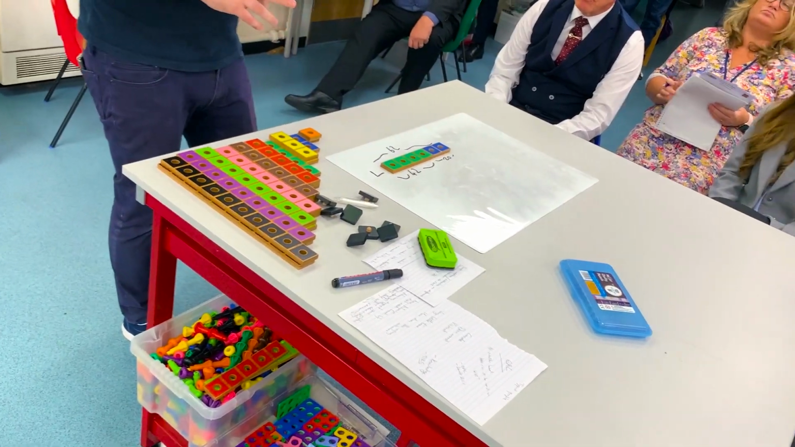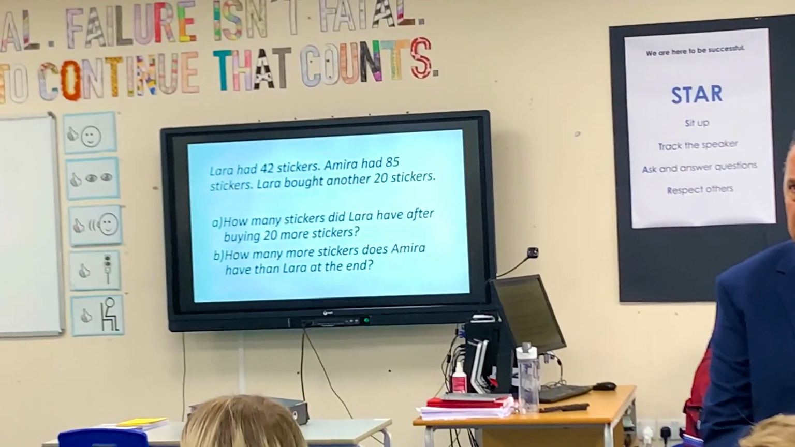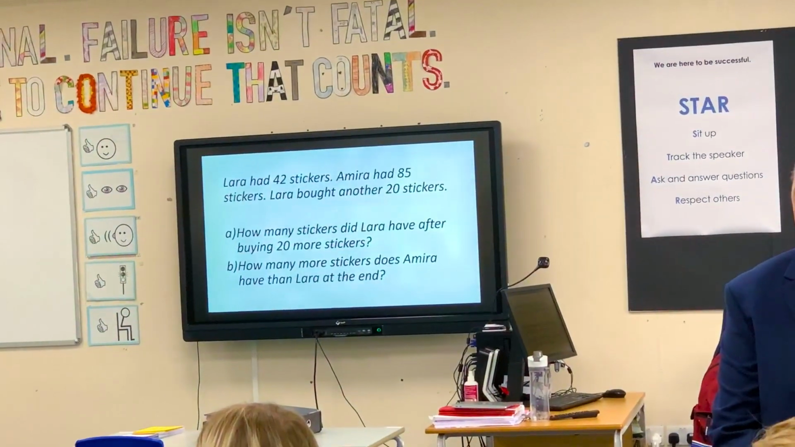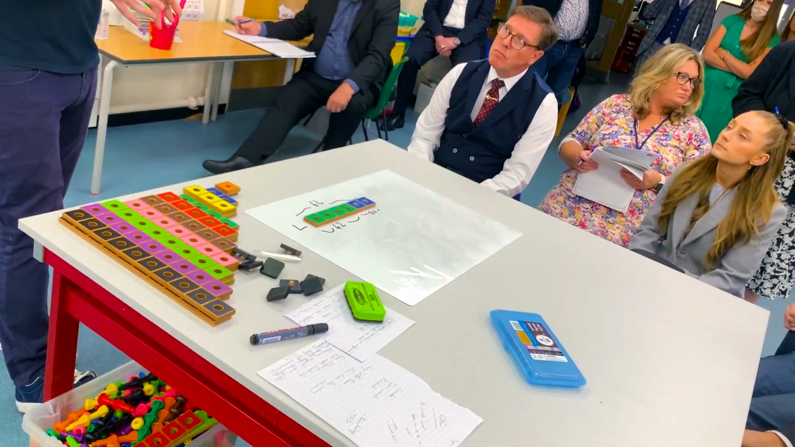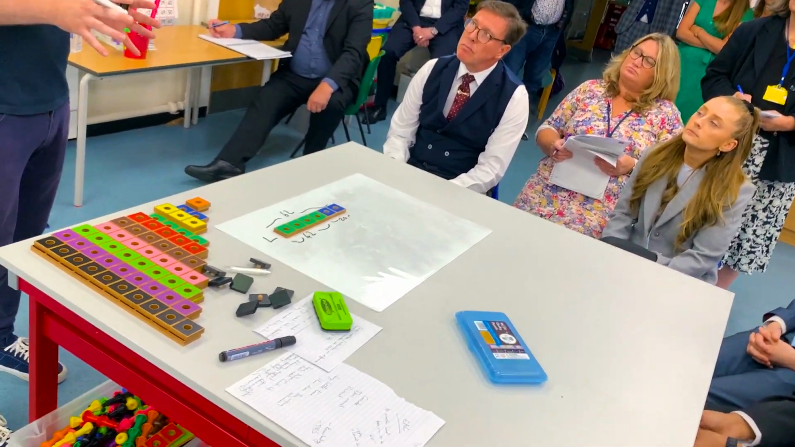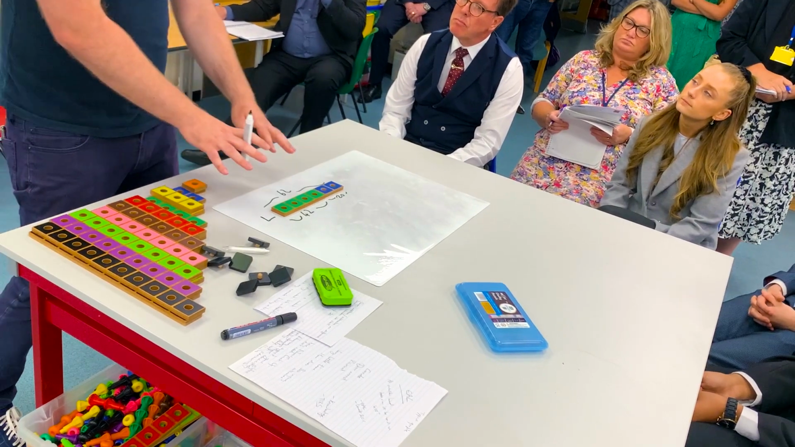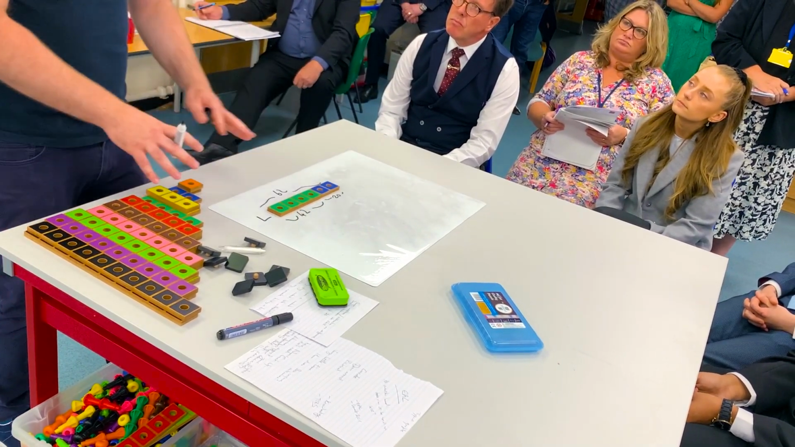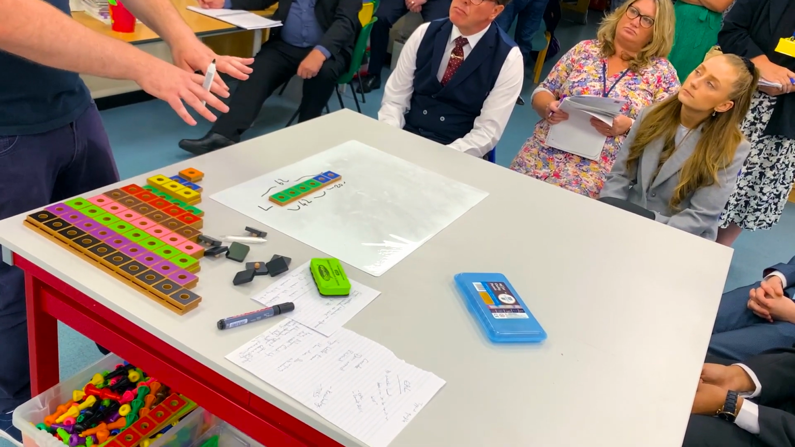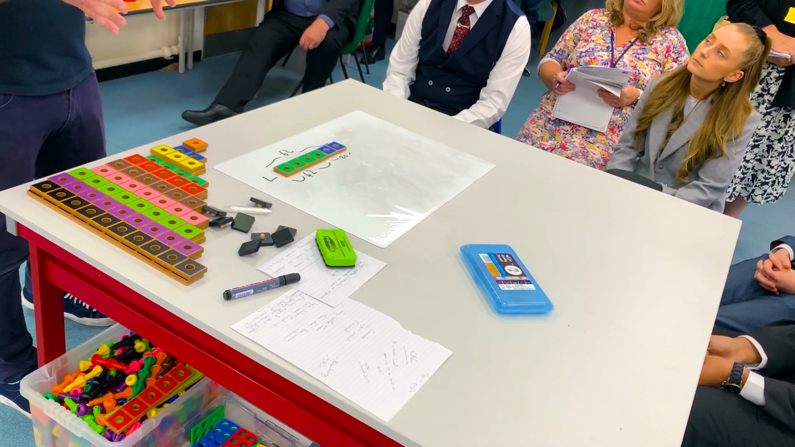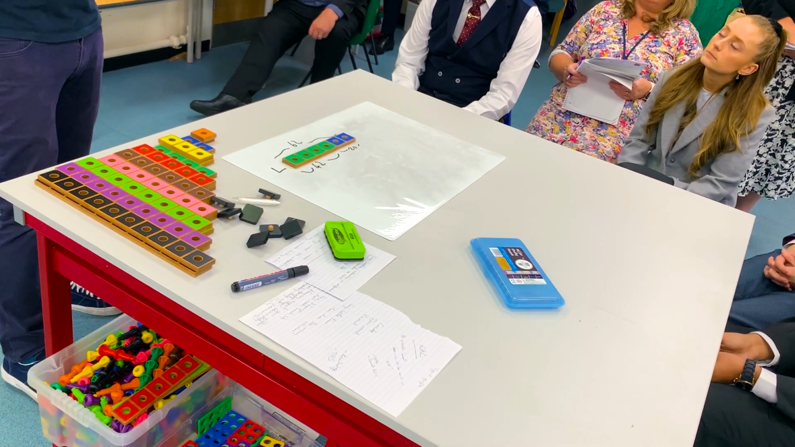And we get into our second part, which then asks about Amir. And Amir has 85 stickers, so we're going to make another bar now. So what we're doing here is we're breaking this down from what was a huge chunk of information, breaking it down into step by step by step. And this isn't something I would expect a child to have got by now. This is something that takes time. This is an intervention that can be done across a whole term probably.